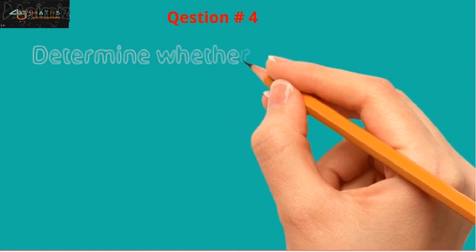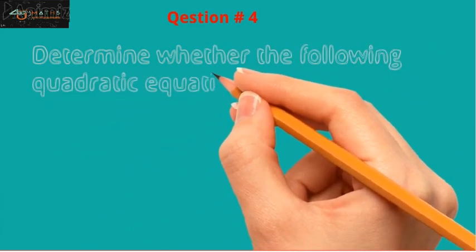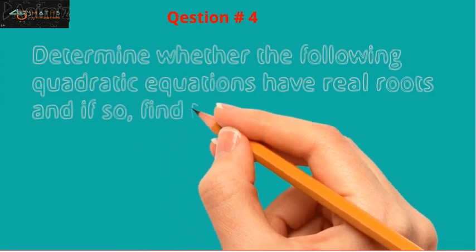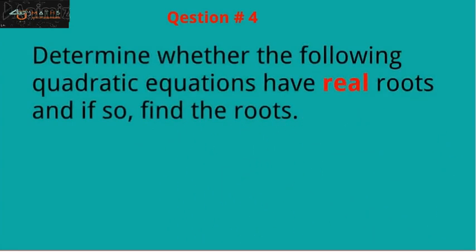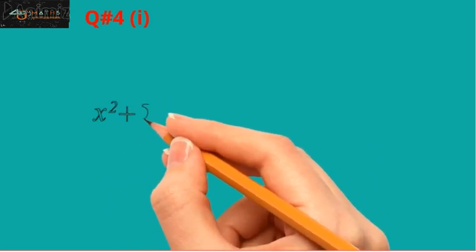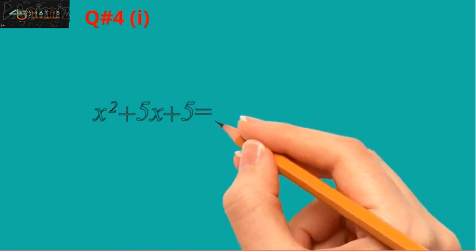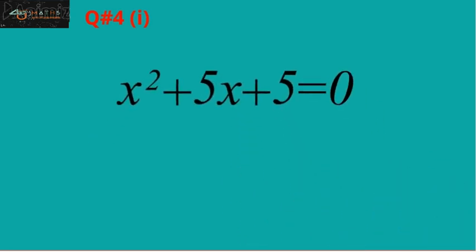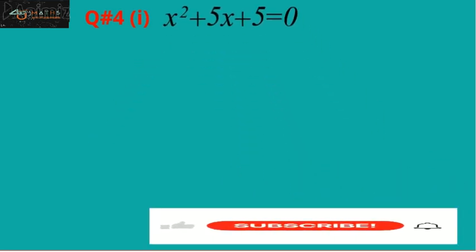Hello everyone. Today we are taking up question number 4 of exercise 2.1 of grade 10 mathematics, which says: determine whether the following quadratic equations have real roots, and if so, find the roots. So let us try the first one, that is x squared plus 5x plus 5 is equal to 0. Let us mark this as our first equation.